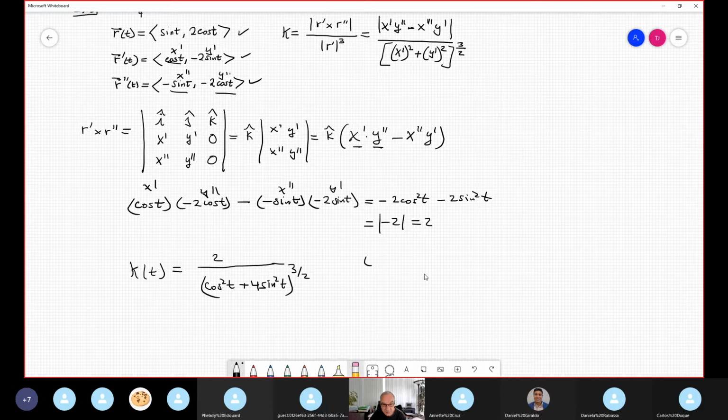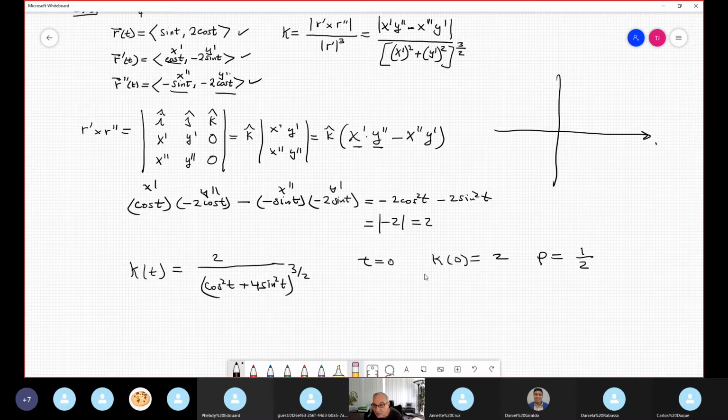Now at t equals 0, the curvature at 0 is, look, evaluating, cosine 0 is 1, sine 0 is 0, so it is 2. Okay, I get the same answer. So curvature is 2. And the radius of curvature, rho, is the reciprocal, which is 1/2. It's 1/2.